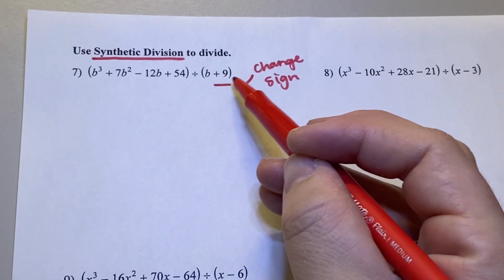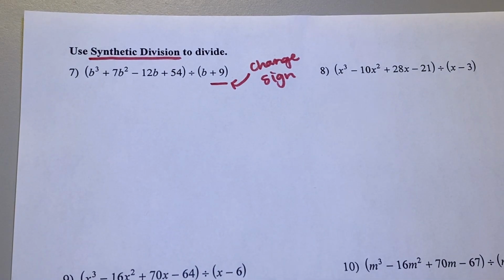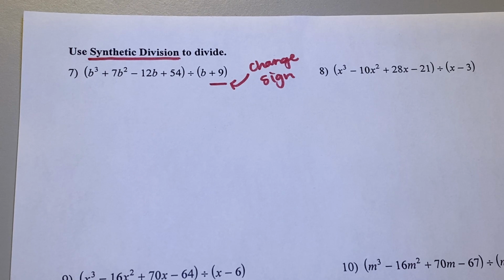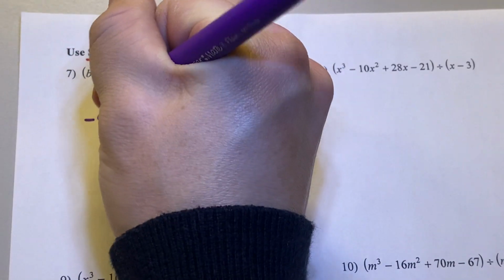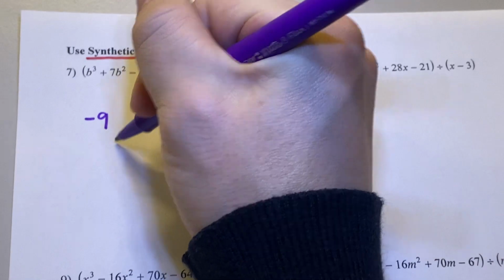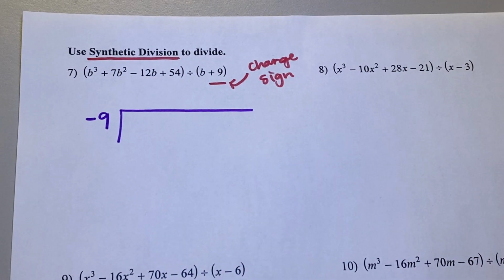Meaning, it's going to change from a positive 9 to a what? Eli, what are we changing it to? Negative 9. Okay, so negative 9 on the outside when we change that sign. Little division symbol.